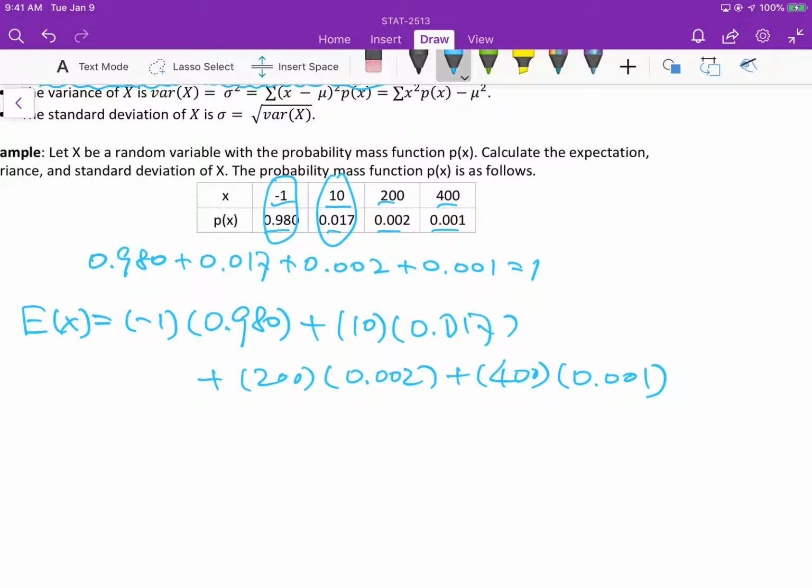Okay, so this is the formula to calculate the expectation of x. Then you do the math, and the value will be negative 0.01. So this is the expectation of x.